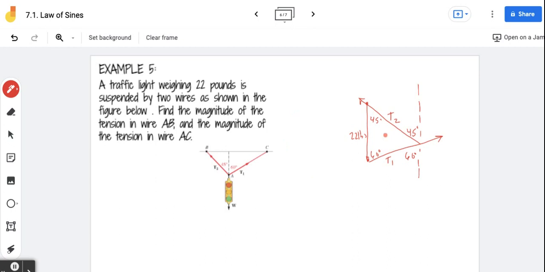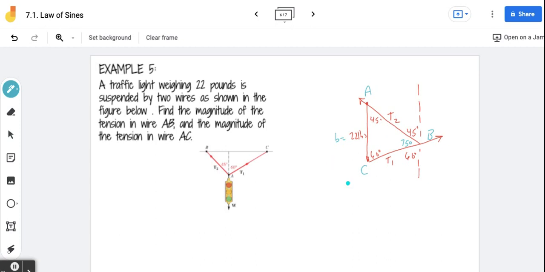So it comes down to just being a law of sines problem because we can find the third angle here. 45 and 60 is 105. 105 from 180 is 75. So we know this angle here is 75 degrees. We know the side opposite. So let me call this A, B, C. And so this would be B, and then obviously this T1, T2.